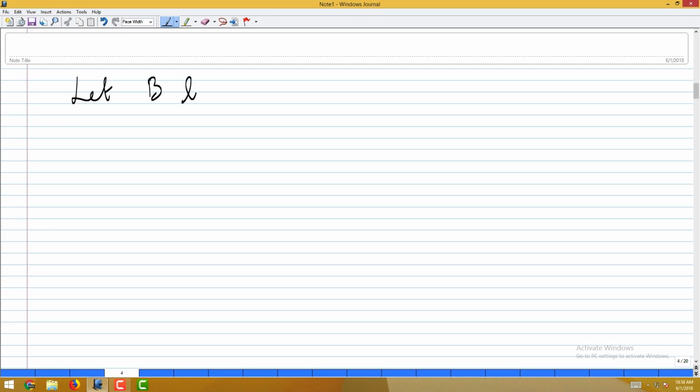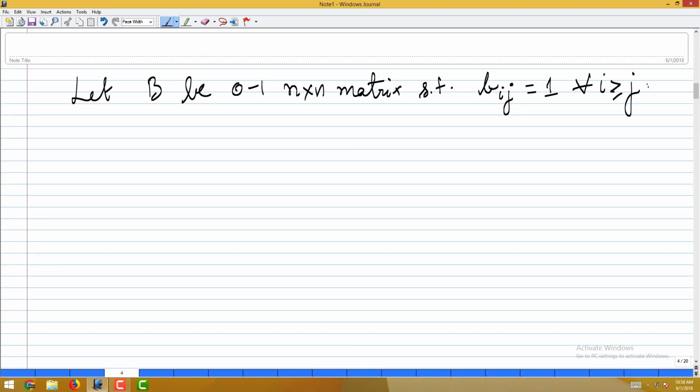So, let B be a 0 1 matrix of order n by n such that my Bij is equal to 1 for every i greater than or equal to j. So, what does this mean? What kind of a graph are we looking at? Bij, we are talking about directed graphs, right. So, Bij is equal to 1 means what? There was no edge connecting i and j, and i greater than or equal to j is what we are trying to say. So, there is no directed edge in my graph if i is greater than j. If it was there, then we will have a 0 here, right.